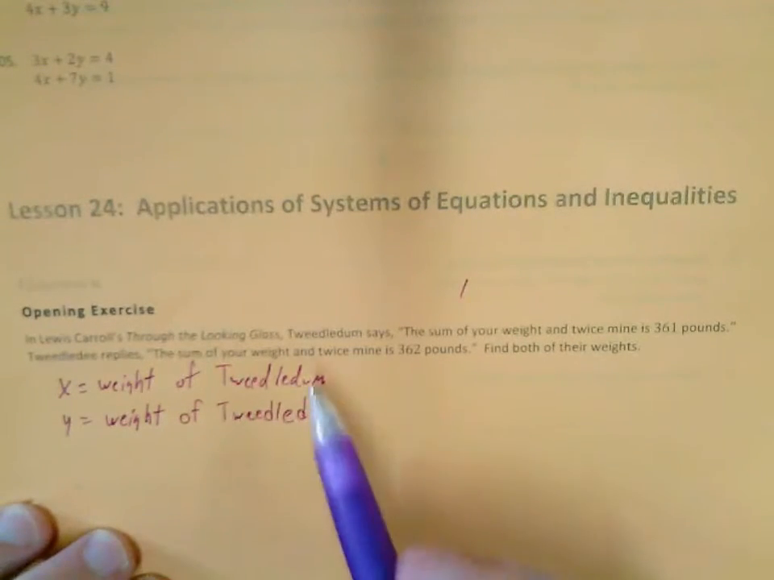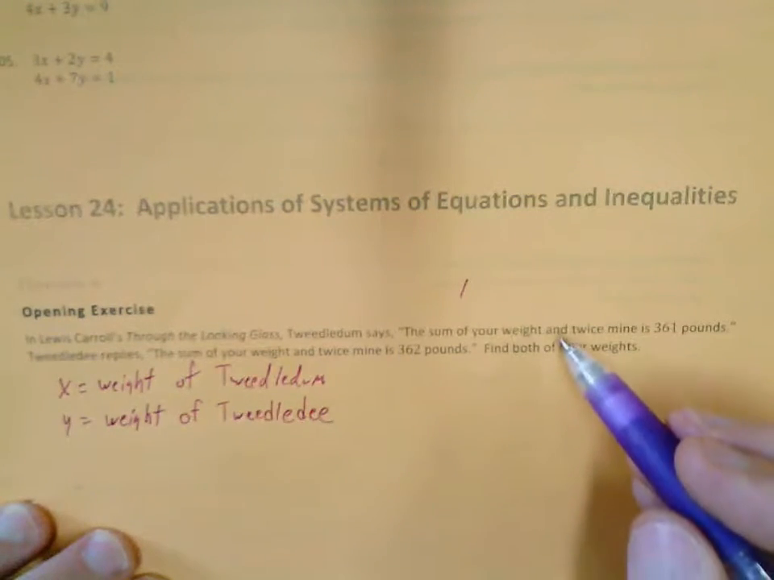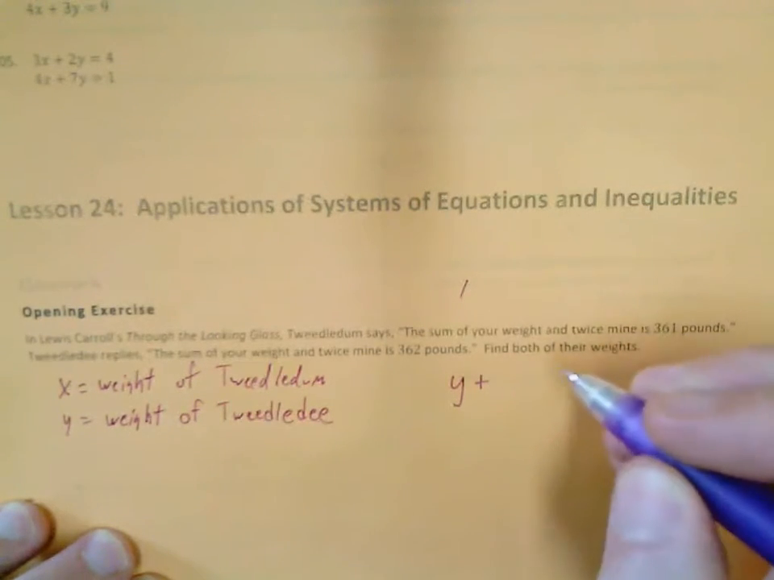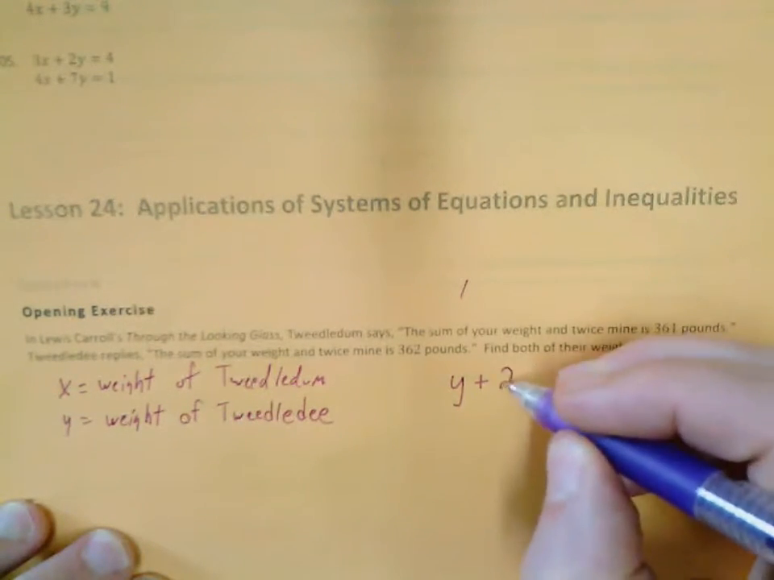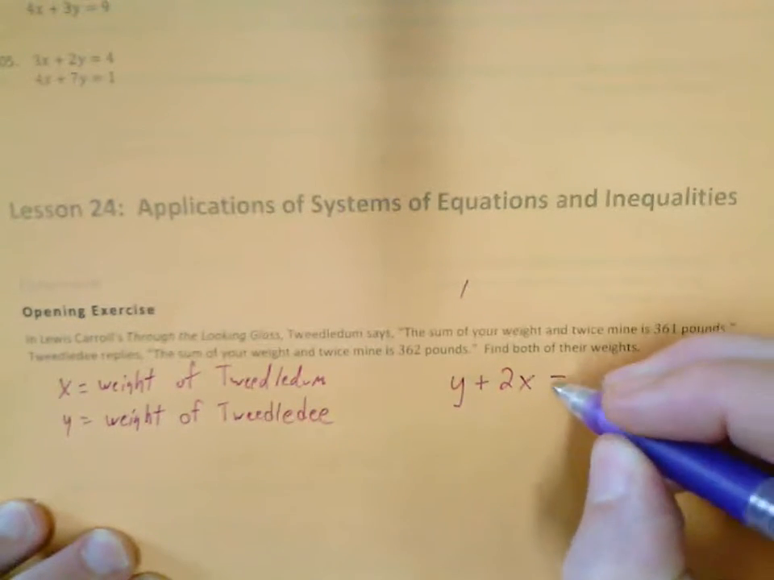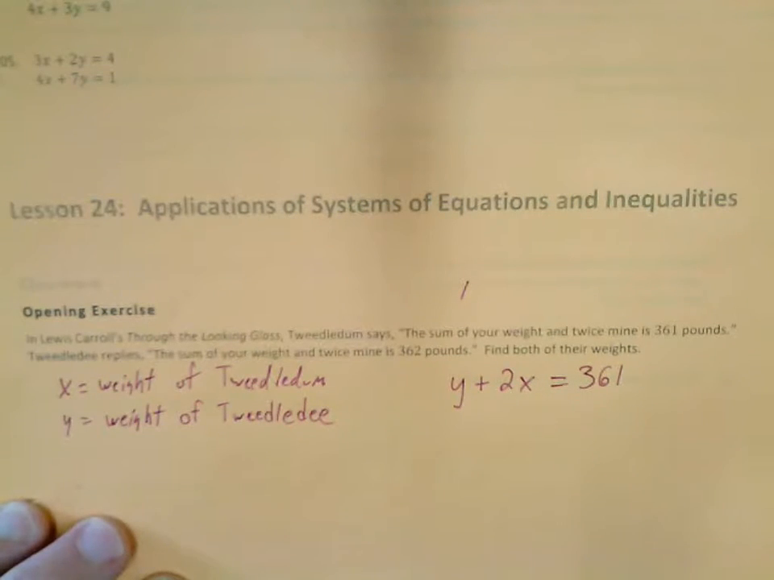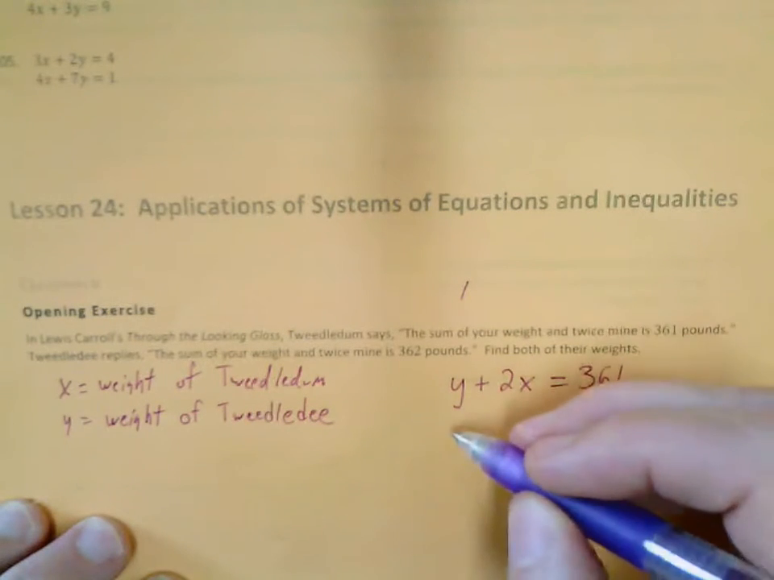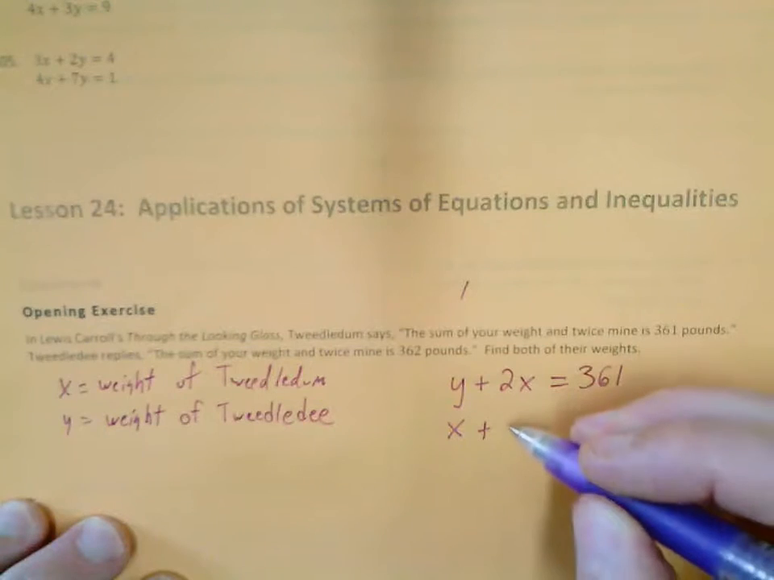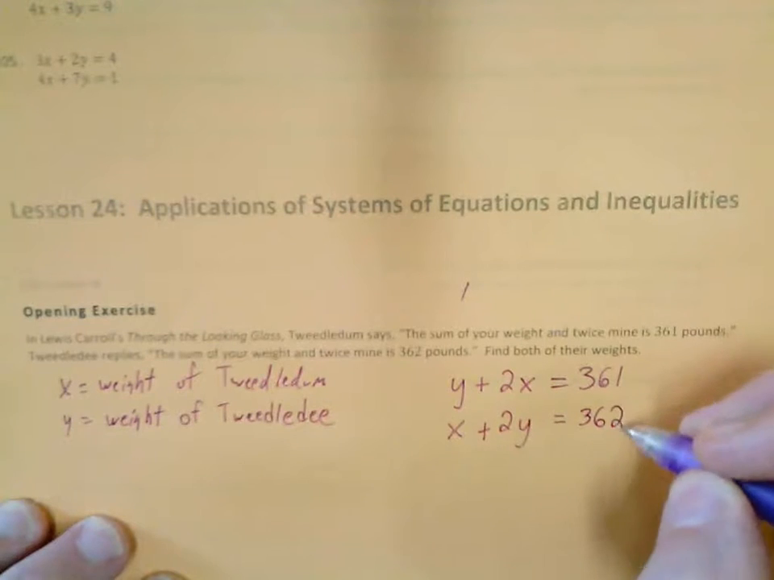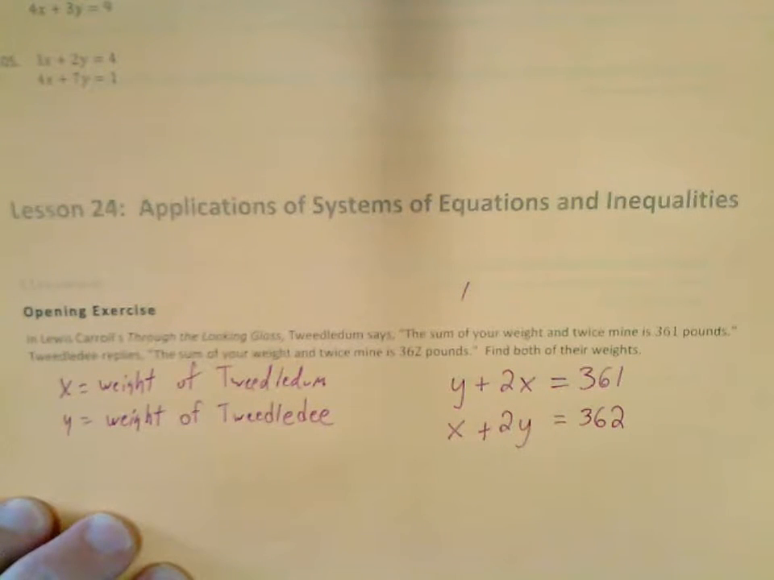All right, so the first sentence that Tweedledum says, the sum of your weight, he's talking about Tweedledee, which is y, and twice mine, so it's twice Tweedledum, so that's twice what x is, is 361 pounds. And the next sentence that Tweedledee says, the sum of your weight, well, that's Tweedledum's weight, and twice mine is 362 pounds. So now we have a system of two equations with two variables, and you have to choose how you are going to solve it.